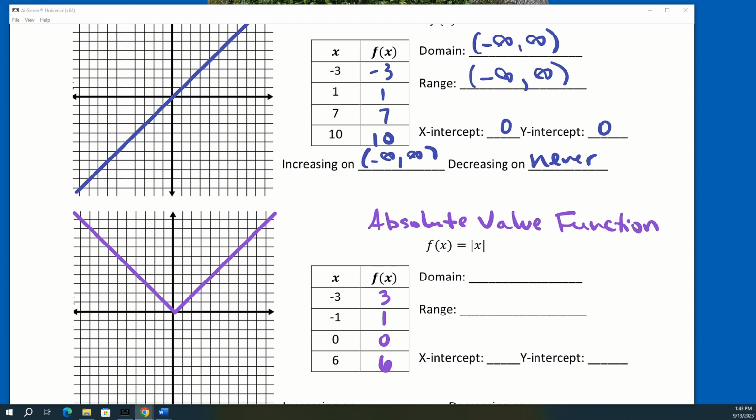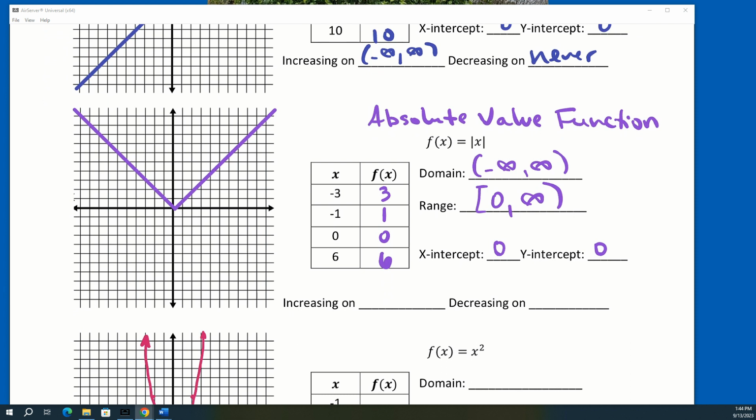All right, what did you guys put for the domain? Good. What about the range? 0 to infinity. Nice. So in my other class, I noticed a lot of people put all real numbers for the range on this one. It's not. So the lowest point it will ever be is at 0, and then it's going up from there. All right. Your x-intercept and y-intercept are both going to be 0 again.